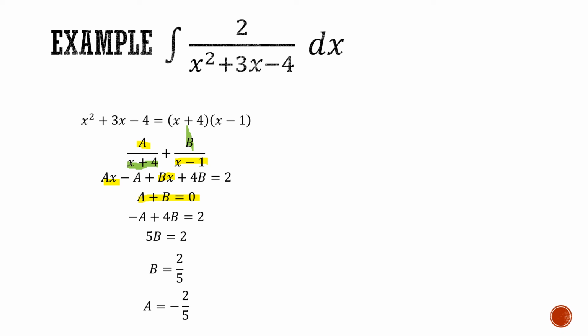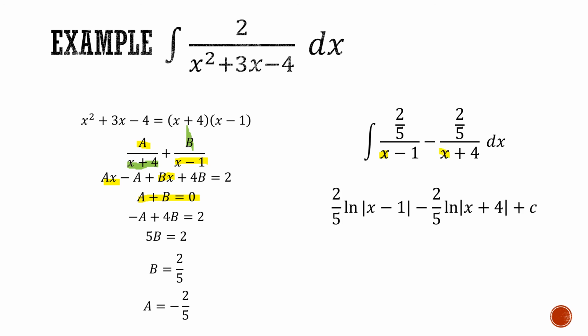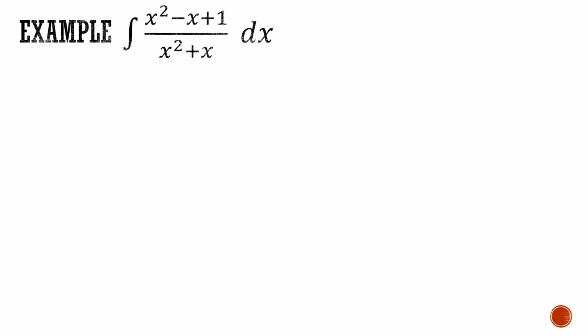Now plugging that back in for a and b and integrating, I get 2/5 over x minus 1, and I switched the order so that the positive was first, minus 2/5 over x plus 4 dx. Again, doing a quick integral on this, I know that because the x has no coefficient on it, it's just going to be ln of that. And so I get 2/5 ln absolute value of x minus 1 minus 2/5 ln of absolute value of x plus 4 plus c.